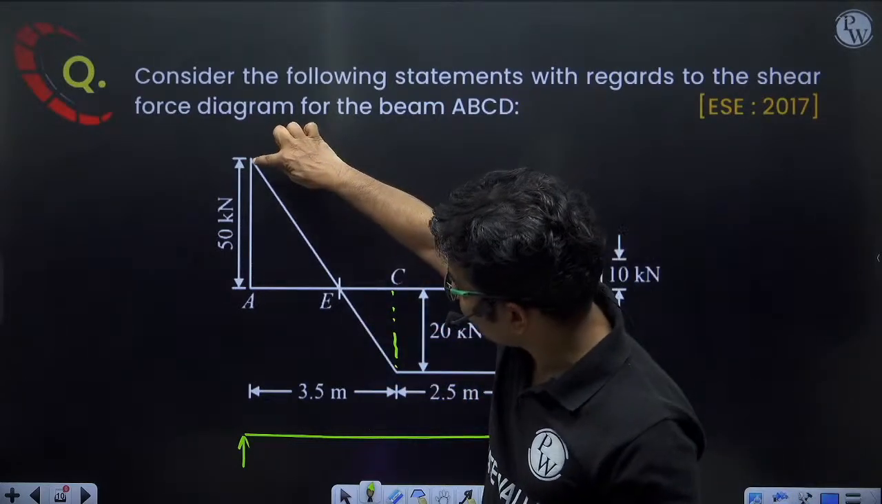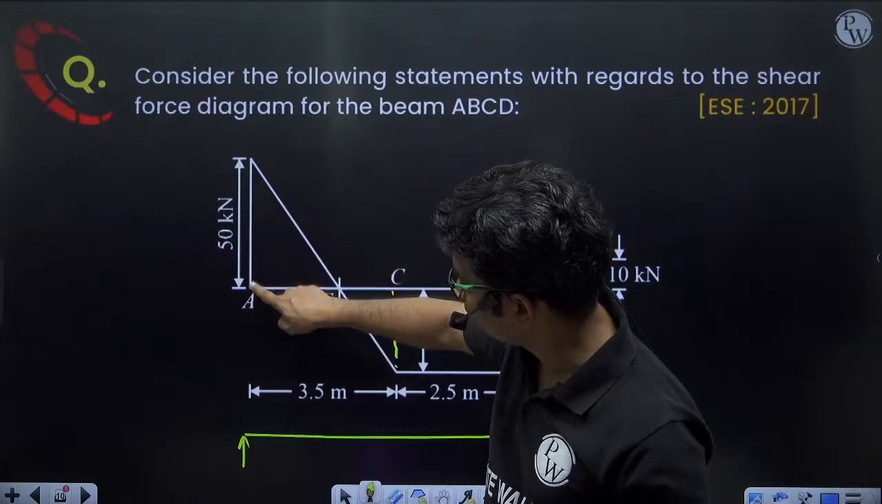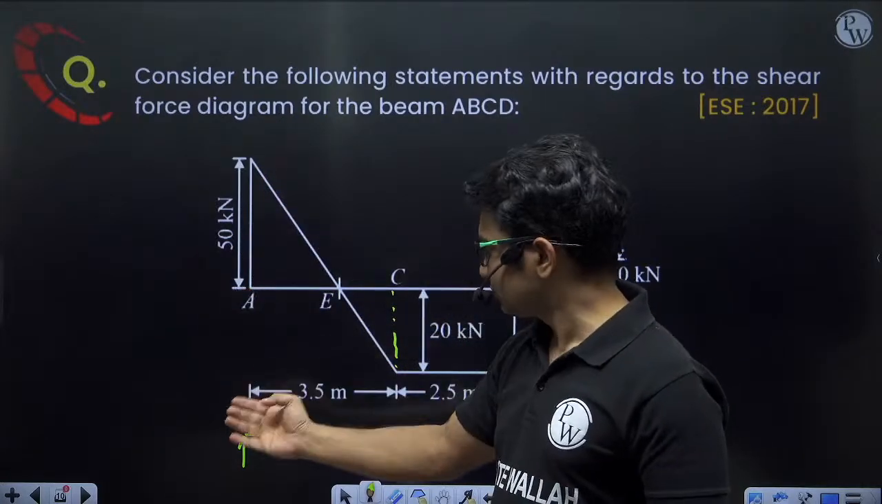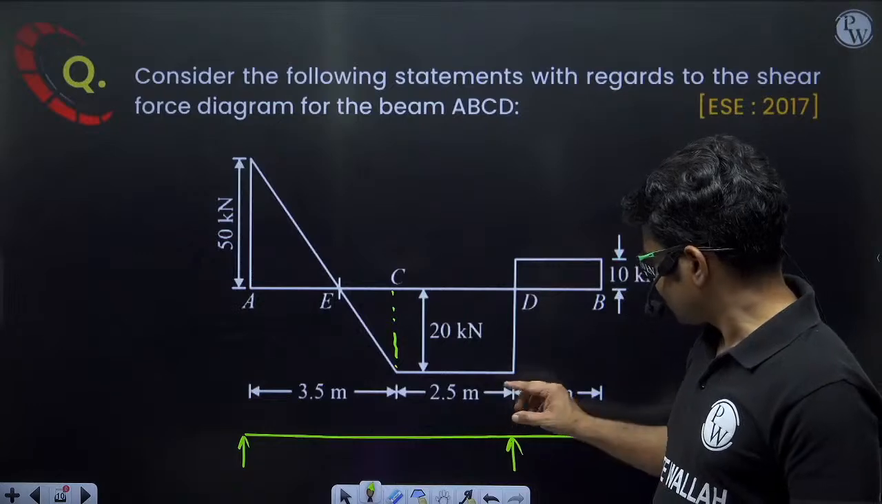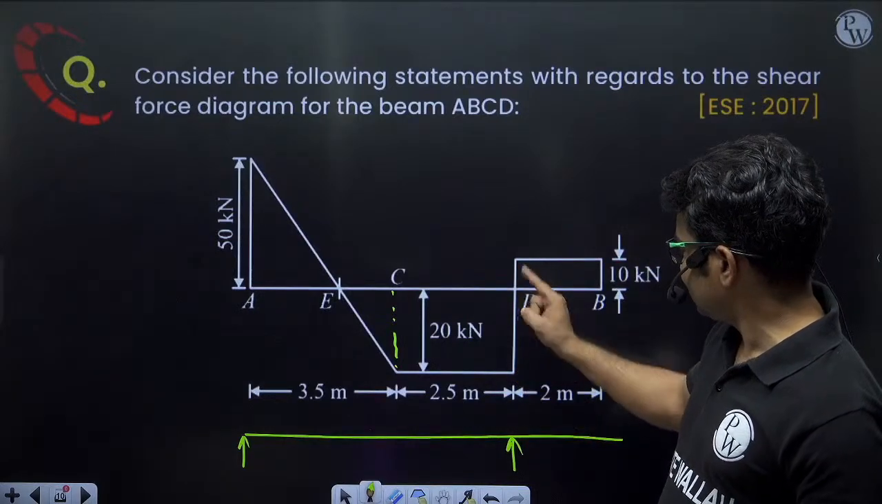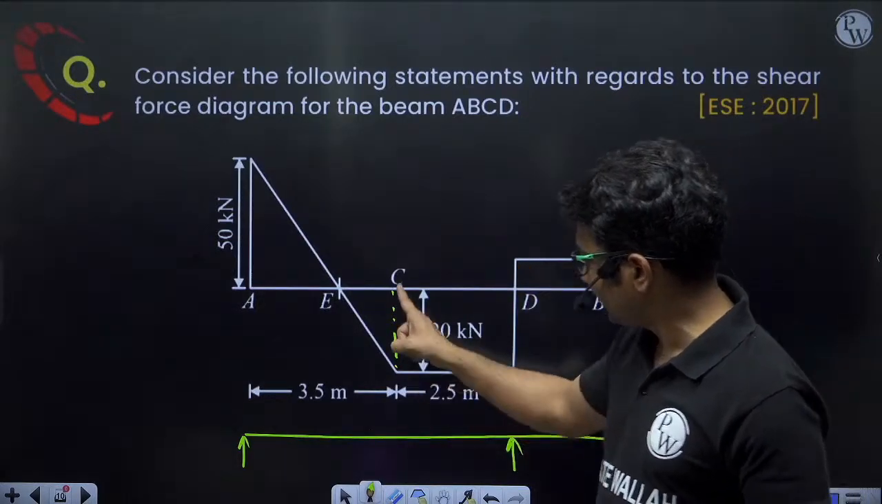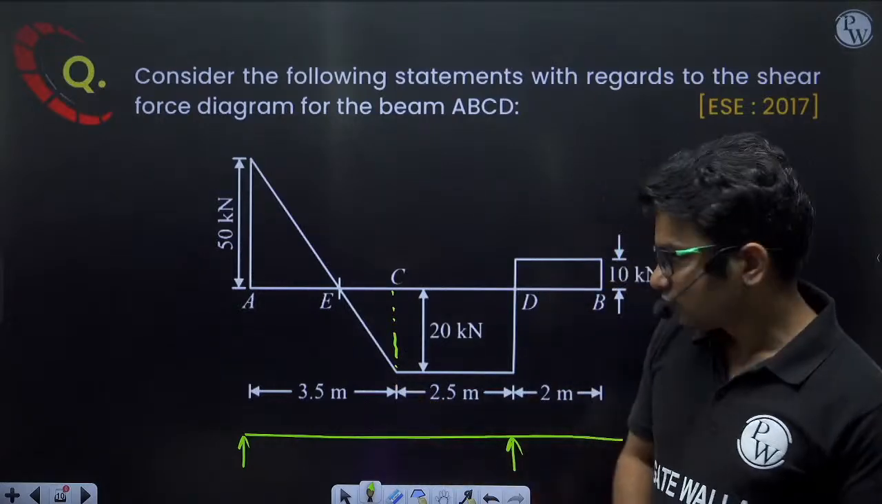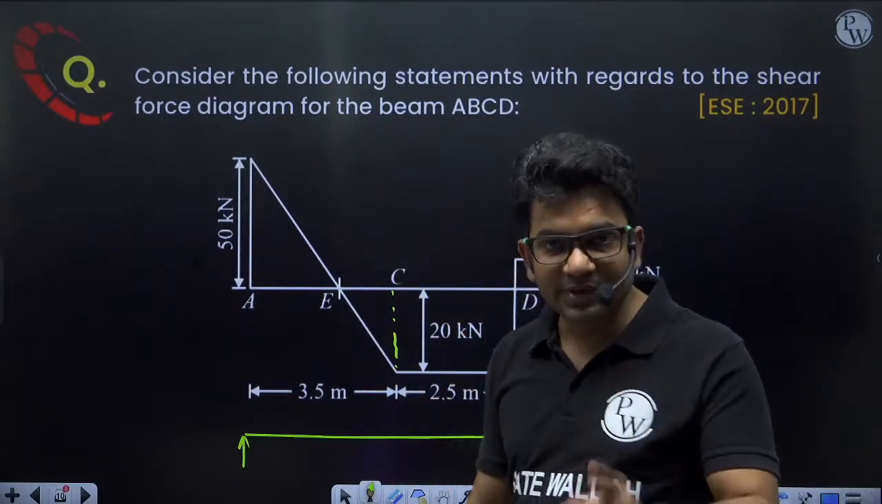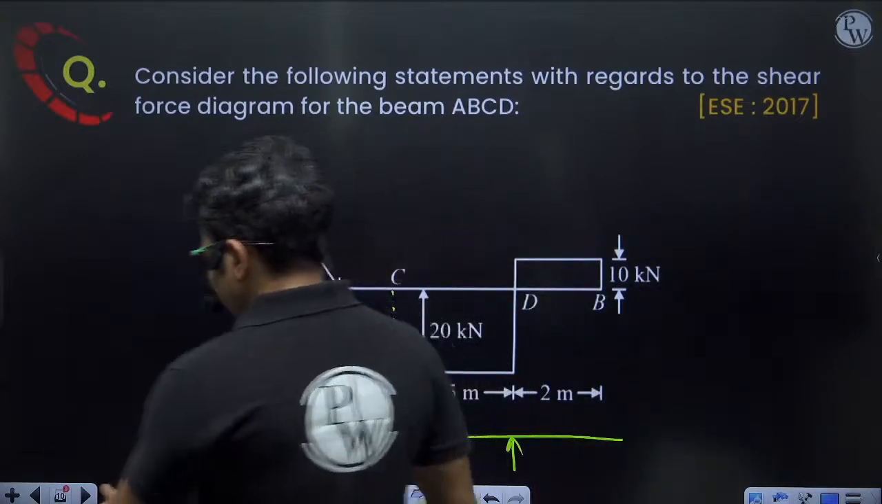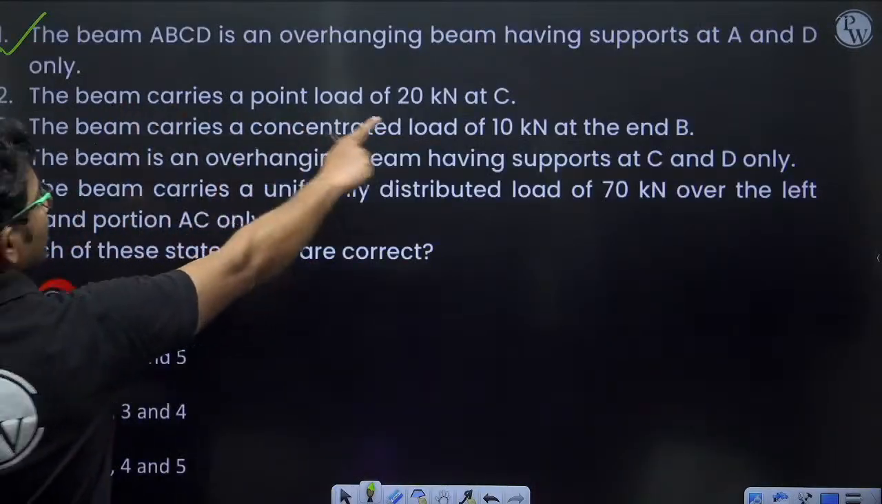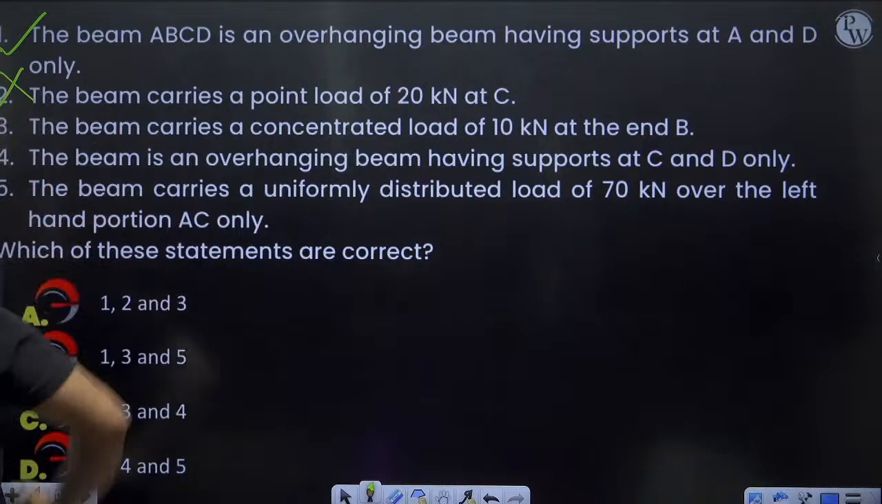Sudden change means it is like this: a sudden change from 0 to 50 in almost zero length, or from minus 20 to plus 10 in almost zero length. Here it is constant 20. So there is no sudden change at point C. That means there is no point load at C. So does the beam carry a point load? No, wrong. So the second statement is wrong.